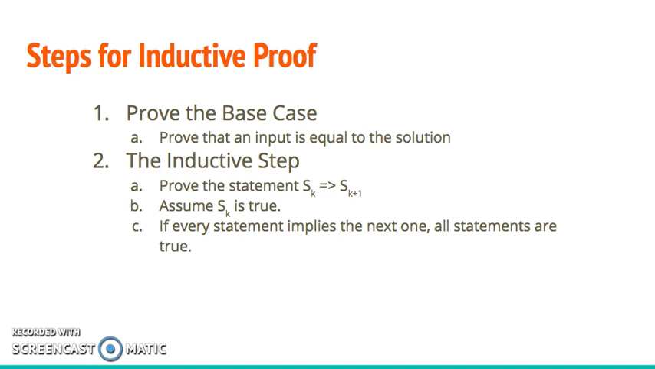For an inductive proof, you have to assume that S of k is always true. If every statement implies the next one, all statements will be true. This means if you have 5 proofs, S1, S2, S3, S4, and S5, if S1 is true, it will imply S2, and that will imply S3, and that will imply S4, and that will imply S5.